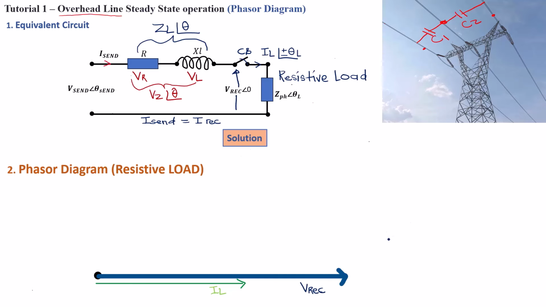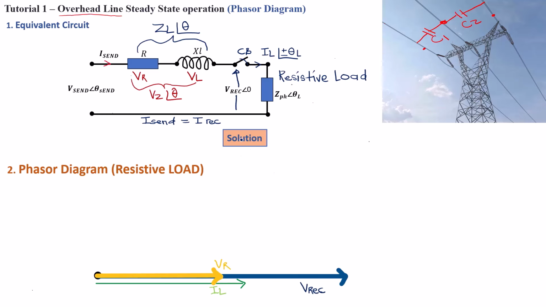Great. The next thing to do is the voltage drops. The first one is VR. This voltage drop is caused by the sending end current that crosses this resistance, which is equal to the receiving end current. Since R is purely resistive, VR is also going to be in phase with your receiving end voltage. So this here is going to be VR.